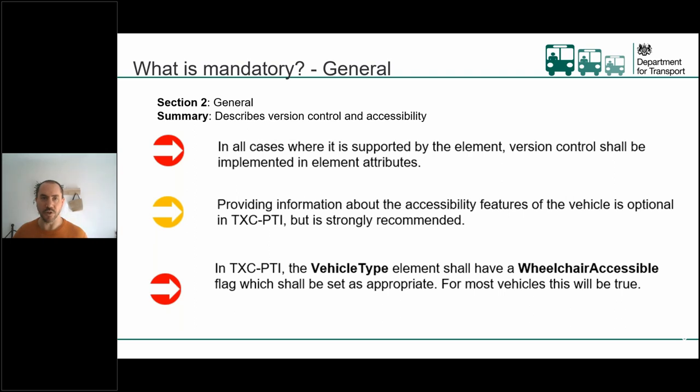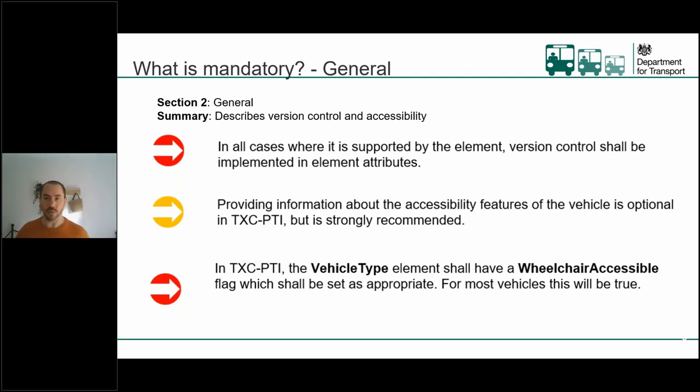In the general section of the document, it describes two things really: version control and accessibility. Version control is very important, and I've got a slide later that talks about this, but it's going to be very important for a consumer of a file to understand what is the appropriate file to use. With version control, you'll be able to see what is the most up-to-date information, and you can use that along with validity periods to find out what's appropriate for a given day. But I'll talk about that in a bit more detail later.